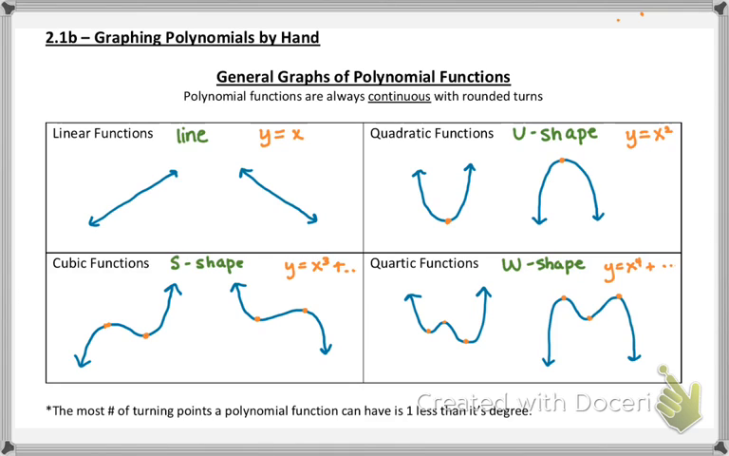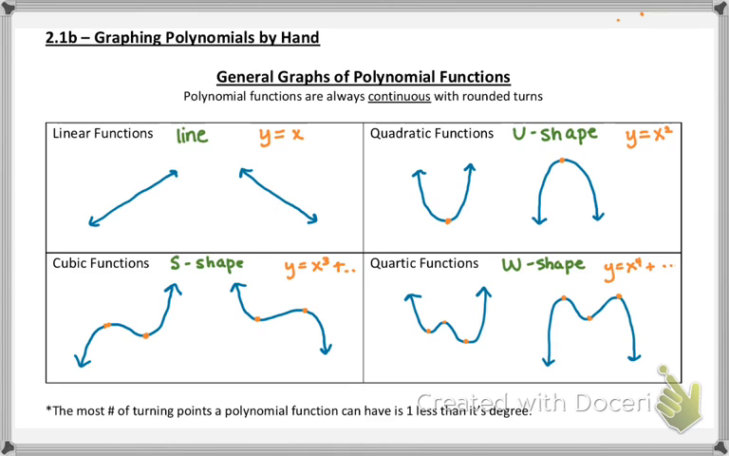So if you can make the observation, the most number of turning points that a polynomial function can have is always 1 less than its degree. So for a quadratic, it always turns once at the vertex. And for a cubic, it can have up to 2 turning points. It won't necessarily always turn twice, but it can turn up to 2 times. And then for the quartic, it has up to 3 turning points, right?